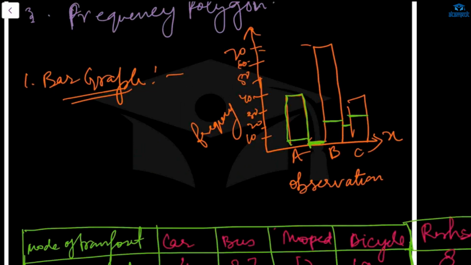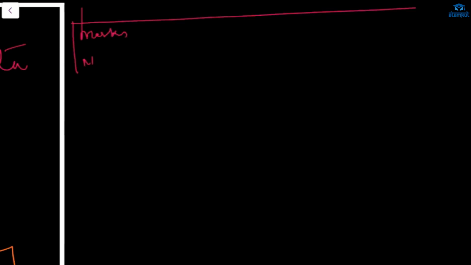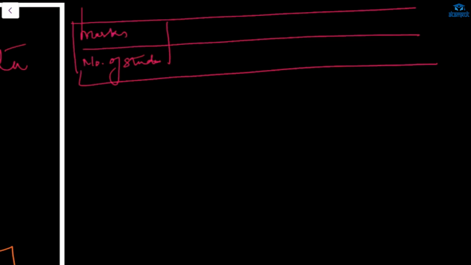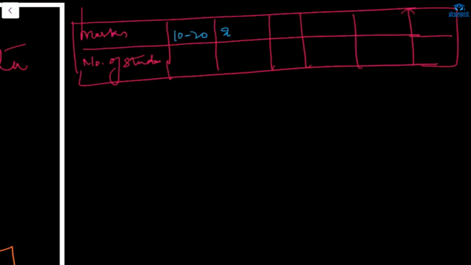Now, for example, I'll take a question here. Marks and number of students. We are having class intervals: 10 to 20, 20 to 30, 30 to 40, 40 to 50, 50 to 60, 60 to 70. I'm taking till here only. The frequencies are 7, 11, 9, 13, 16, and 4. It's just an example.